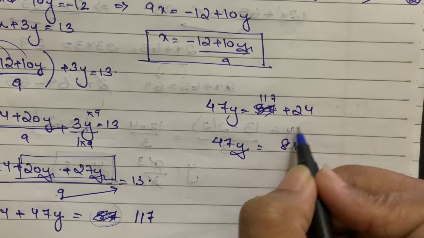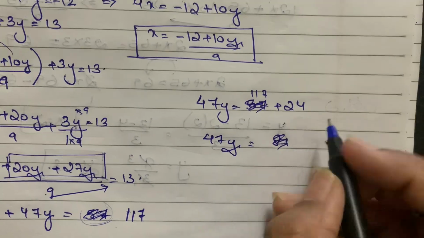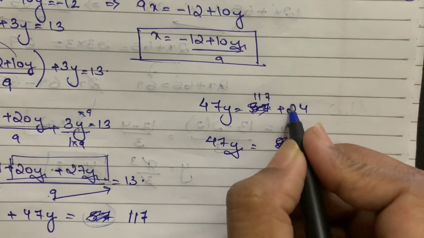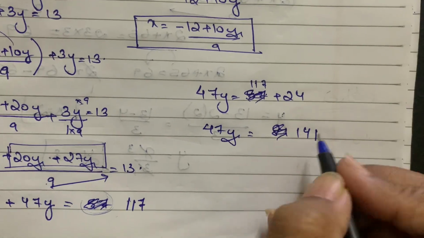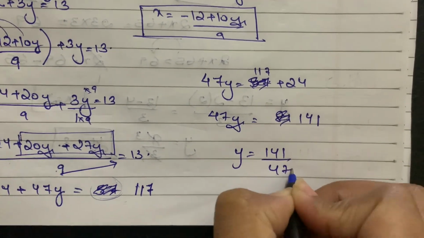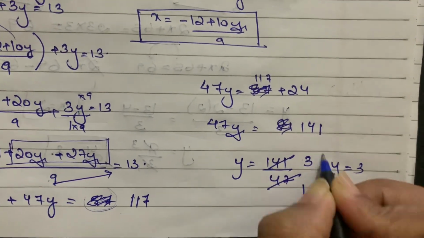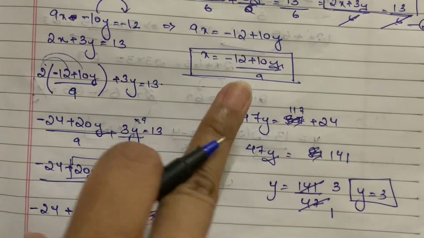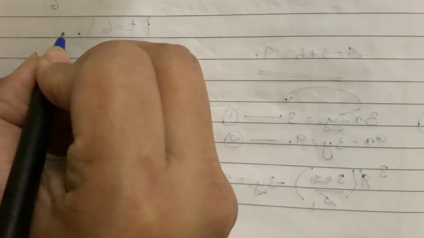So 117 plus 24 will be 141. Then y is equal to 141 upon 47. 47 times 3 is 141. So y is equal to 3, I get. Now this y is equal to 3 will be substituted in the value of x. The steps are quite easy. What you are required to remember is the steps.